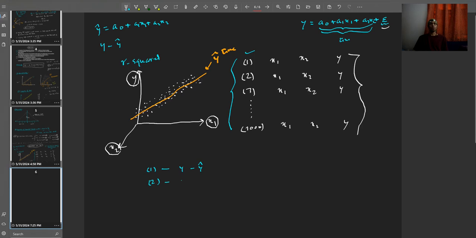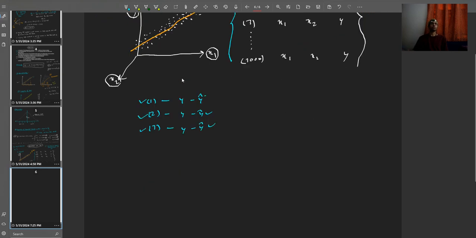Set number 2, y minus y hat from row number 2, let's say. Like this, set number 3 from row 3, y minus y hat. This we do for all the 1000 values. So we might as well write them as y1, y2, y3, up to y1000 and y hat 1, y hat 2, y hat 3 up till y hat 1000, right?